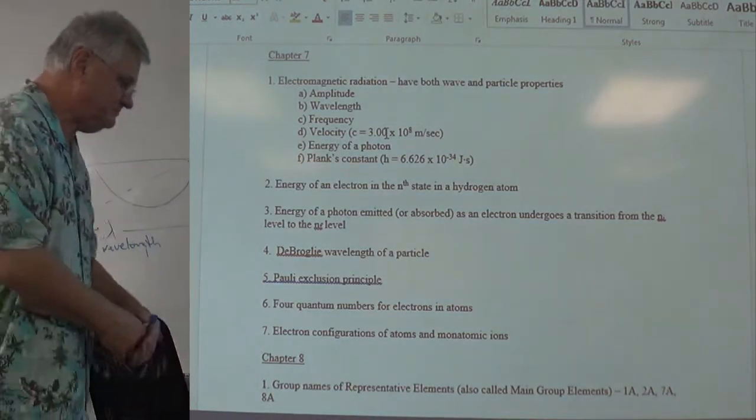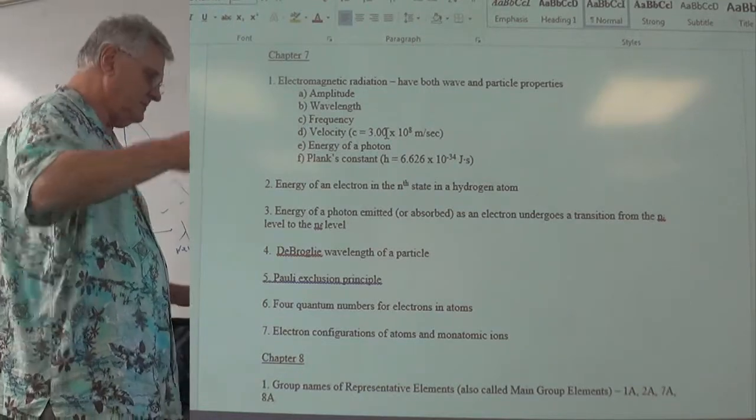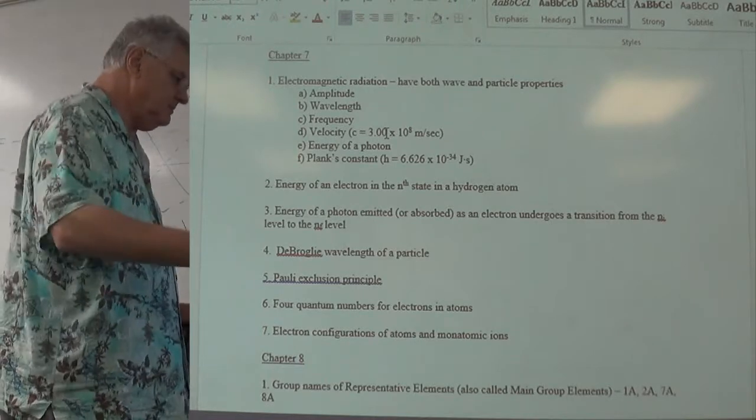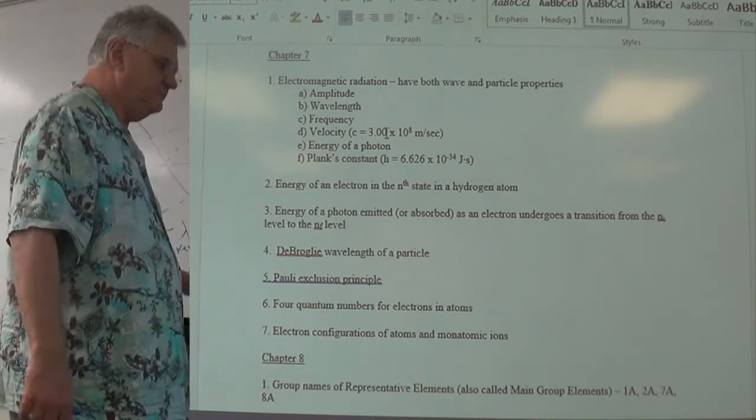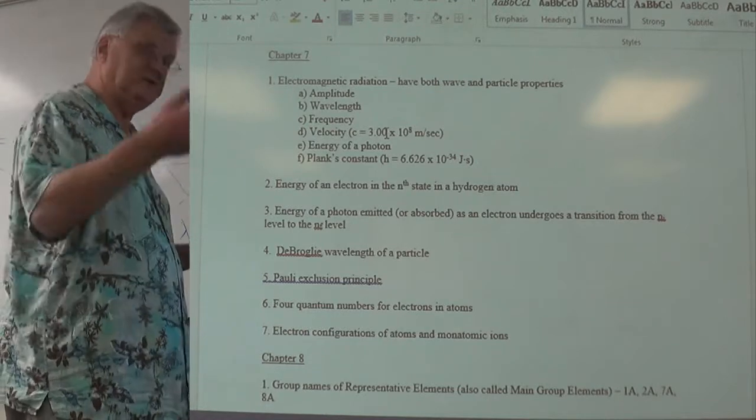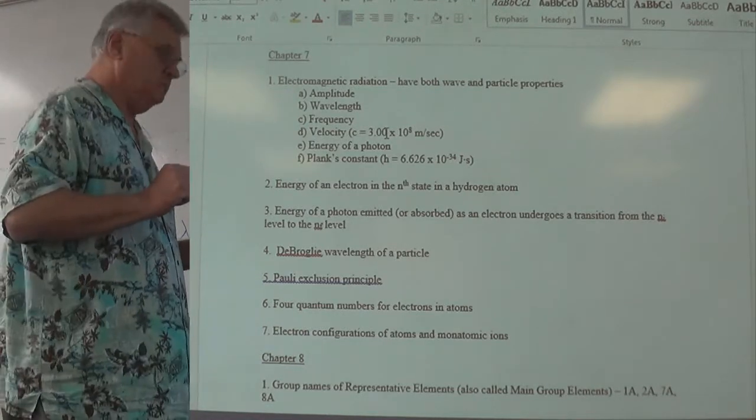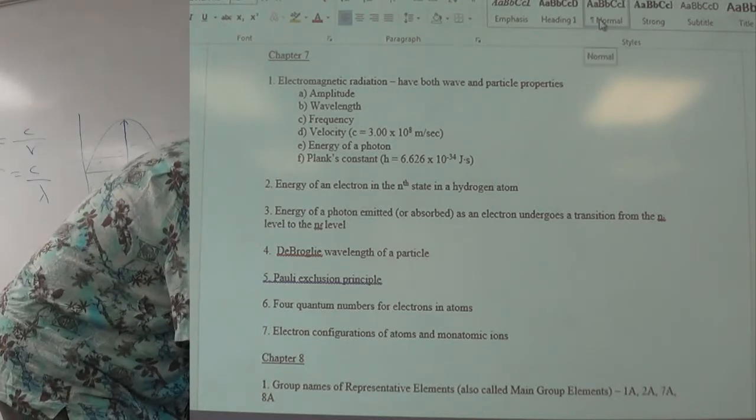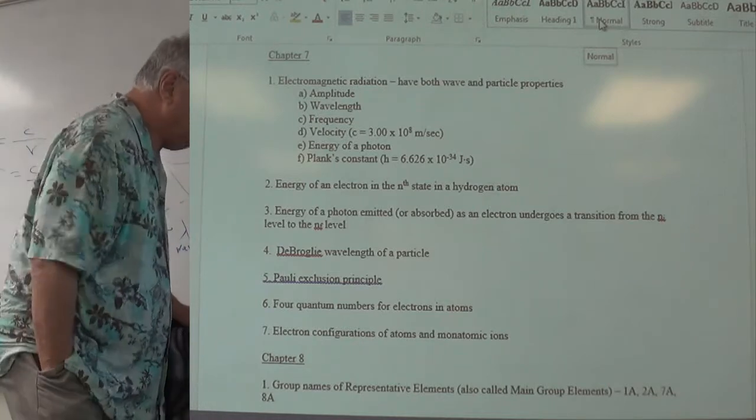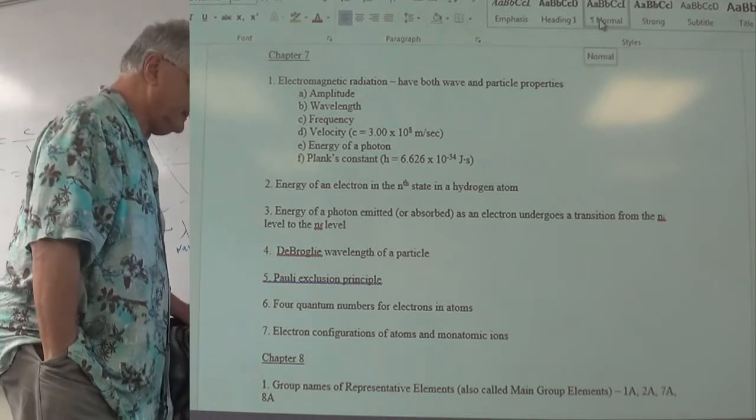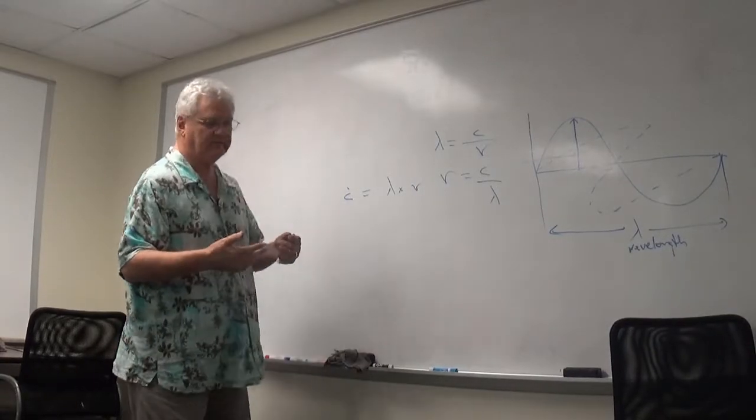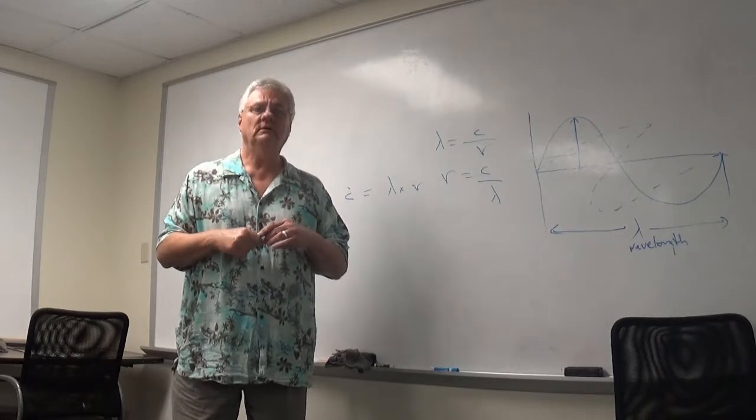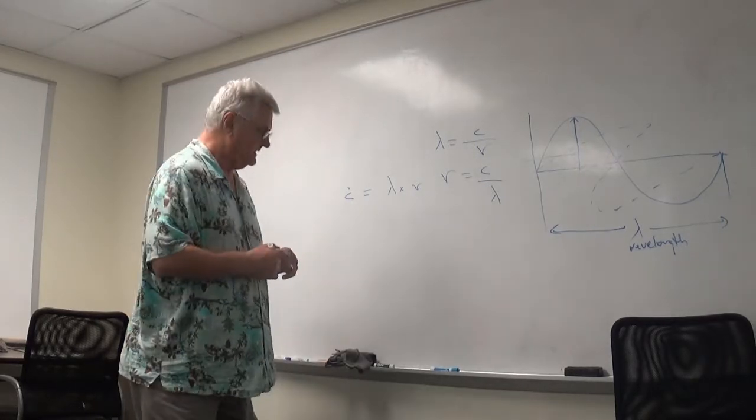Now, when we've talked about the amplitude of the wave, the wavelength, which is in meters or nanometers or whatever, the frequency in cycles per second, or sometimes just seconds to the minus 1, reciprocal seconds. The velocity of electromagnetic radiation, all of it is the same, 3.00 times 10 to the 8th meters per second. We talked about the fact that electromagnetic radiation has particle properties. These particles are called photons, and they don't have any mass, but they have energy.